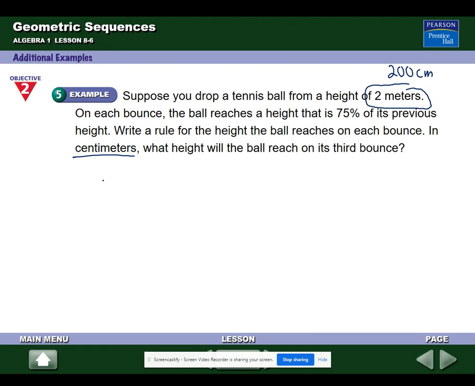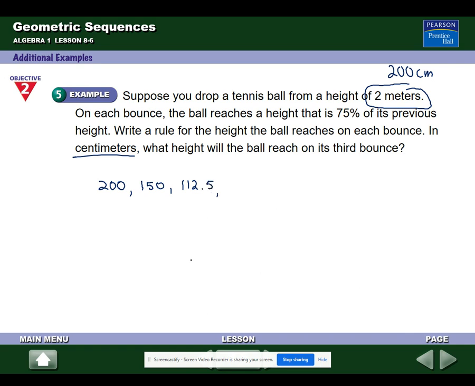Because they're asking for an answer that's in centimeters, I'll go ahead and just make that calculation from the start. Okay, so here's the thing. When we drop the ball, the first distance down is 200. That's how far you're holding it off the ground. 75% of 200 is 150. 0.75 times 200 would be 150. That's where it would bounce to after one bounce. You take 150 and you multiply that by 0.75, you'll get 112.5.